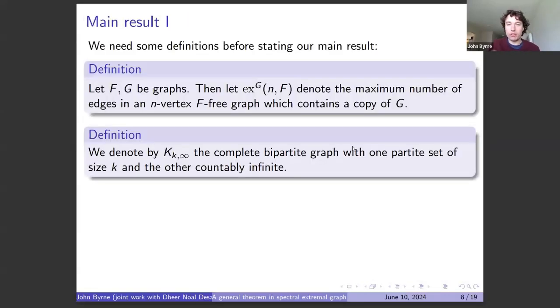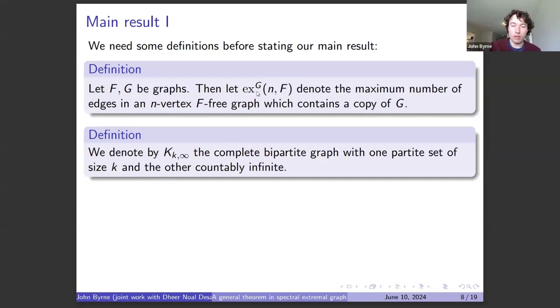I need two more quick definitions before we state the result. So first is what I'm going to call this specialized extremal number. The idea is that we start with n vertices and we start with some graph G, and then we ask how many edges can we add to that graph without creating a copy of the graph F. I think this is not necessarily an interesting problem in its own right, but it's a useful device for stating the result.